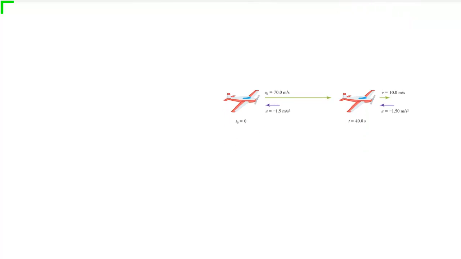Another example here. In this one, the figure didn't have a coordinate system supplied with it, but we can actually just look at our units here. Velocity v naught is 70 meters per second, and acceleration is negative 1.5 meters per second squared, meters per second per second.